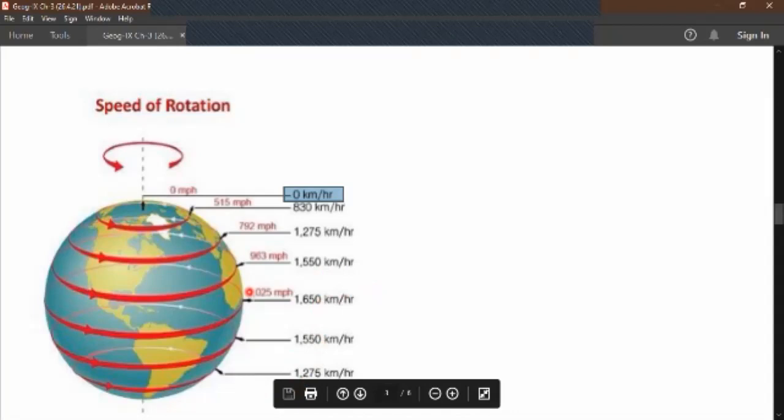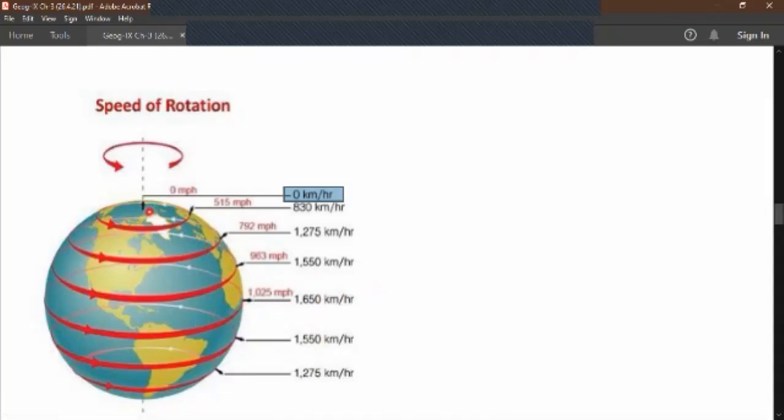This is all because the distance is maximum at the equator and it is going to be decreasing while moving towards the poles. As you all know, speed is directly proportional to the distance. That's why with the decrease in distance, the speed also decreases.